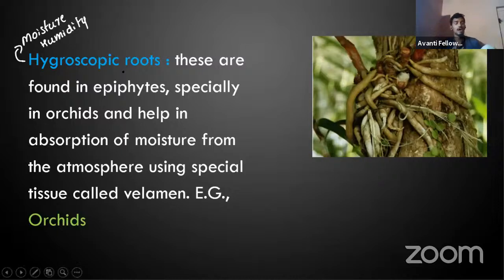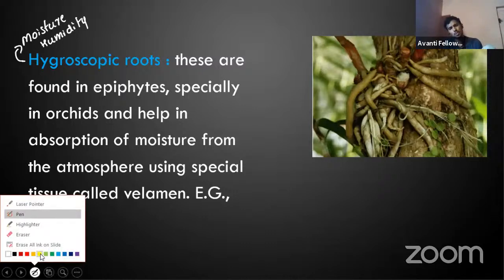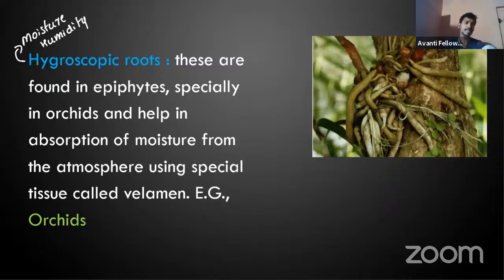A hygrometer is the thing which measures the humidity in a particular area, like humidity in a room. These hygroscopic roots are normally present on epiphytes. So what are epiphytes? Epi means above, and phytes means plant. Epiphytes are plants which grow on other plants.